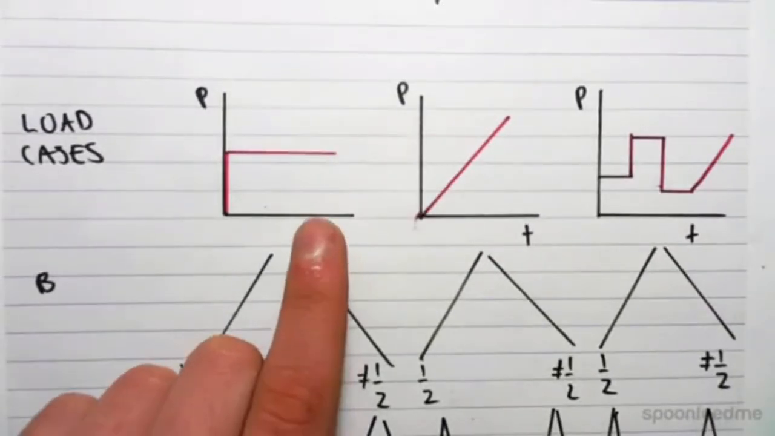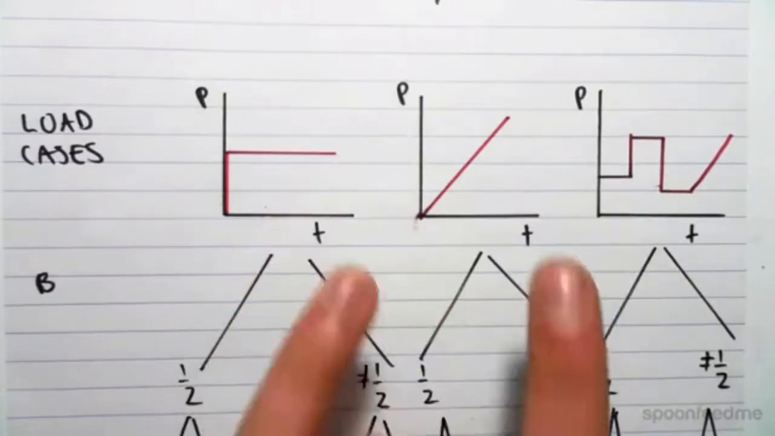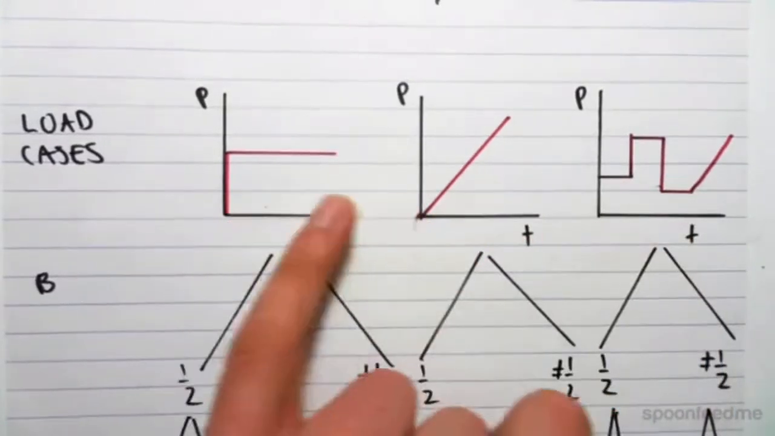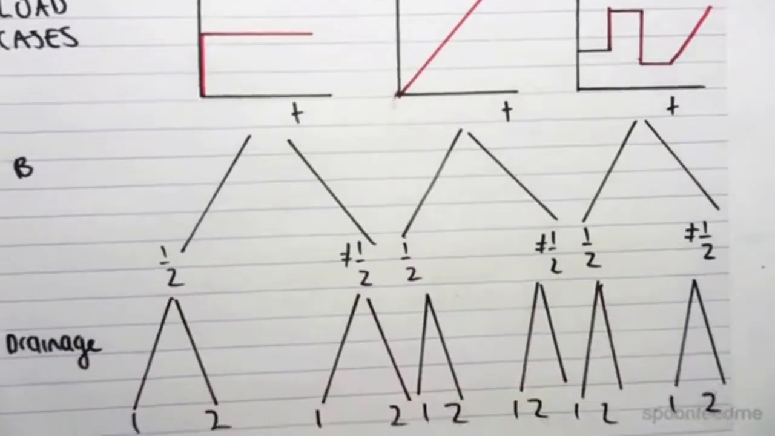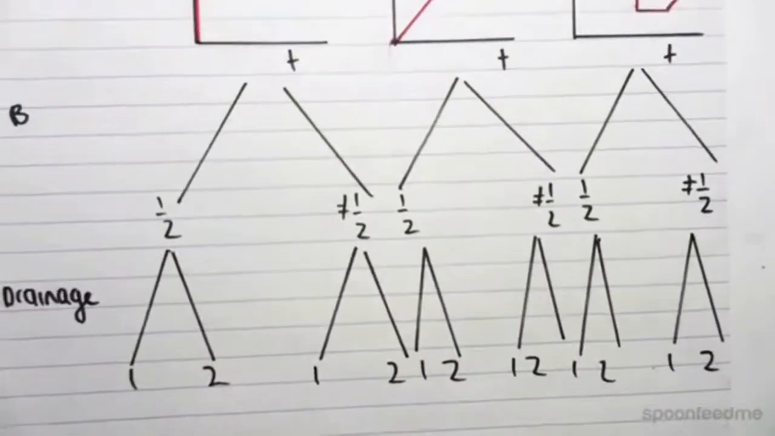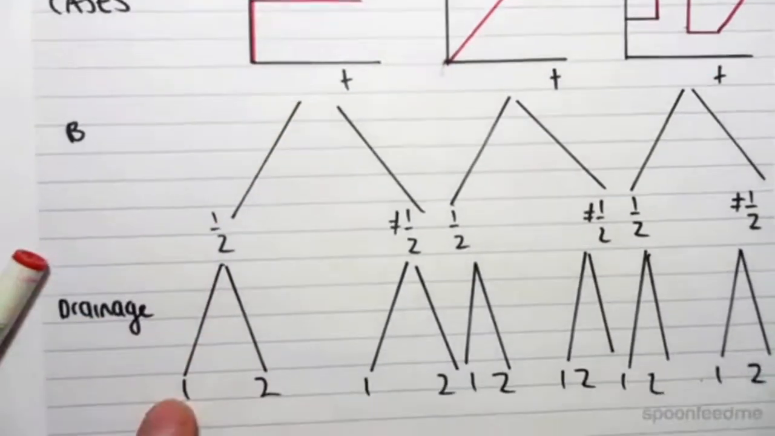So we're either going to have an abrupt change, a variable change, or a combination of the two. Then we might get a different beta value, and then the drainage is going to change. So whenever you do a question, just keep in mind which branch of the flowchart you're on.